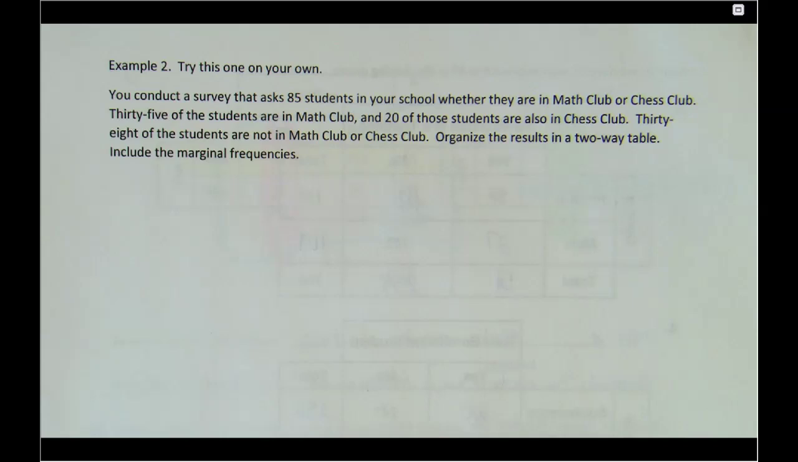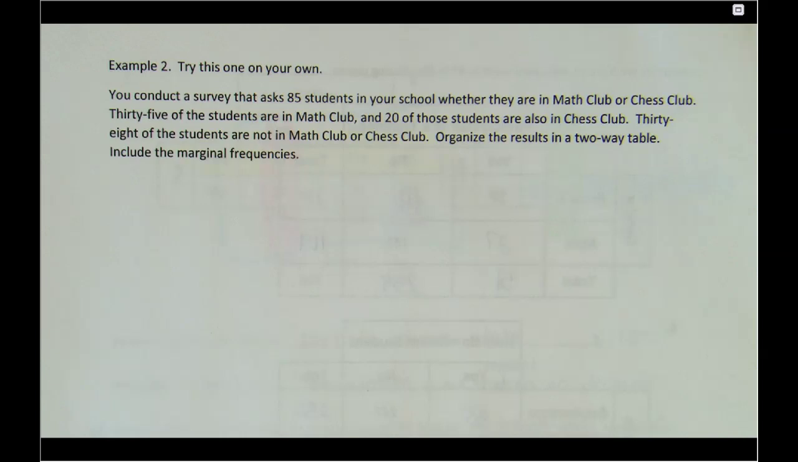The two questions they're going to ask in the survey are, are you in math club and are you in chess club? Do you want this to be like math and then chess, yes, no? Because those are the questions they put out in their survey. So 35 students are in math club, that's a total. 35 of the students are in math club total. So I need that one.